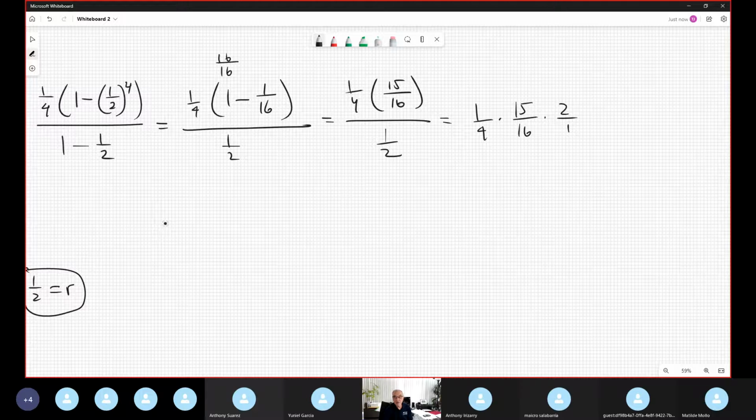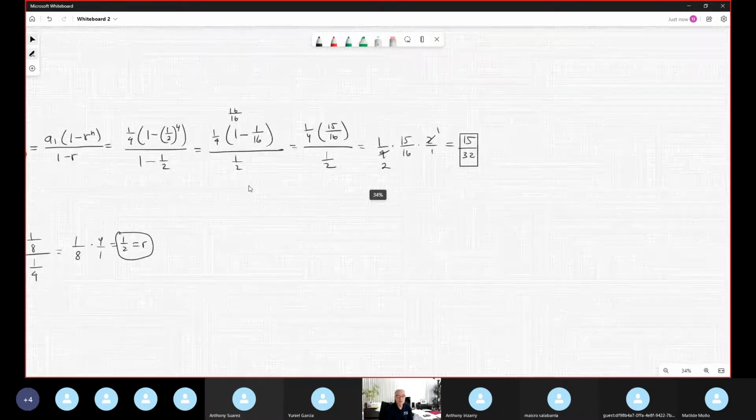We have, let me see, we have divided by 2 here, 1, divided by 2, this is 2, and on the top we have 15, and on the bottom we have 32. 32 is the multiplication, 2 times 16 is the answer. Clear?